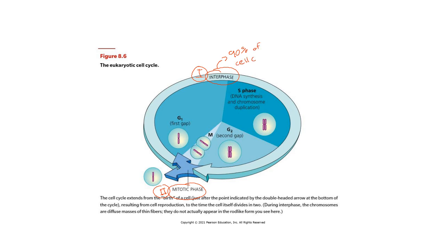Why? Because the cell needs to do whatever it needs to do to keep us alive, right? So it spends most of the time doing that. So let's split interphase into the 3 different phases. Let's just say number 1, number 2, and number 3. And this is for interphase.